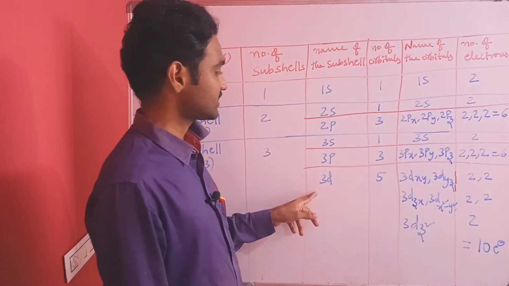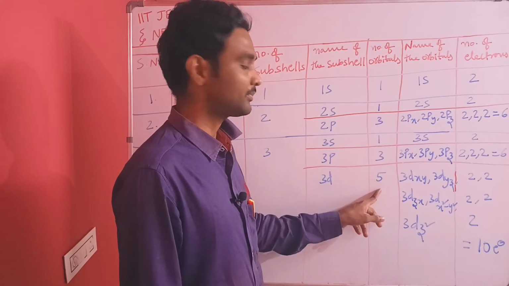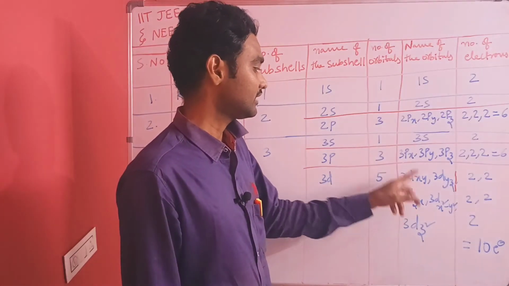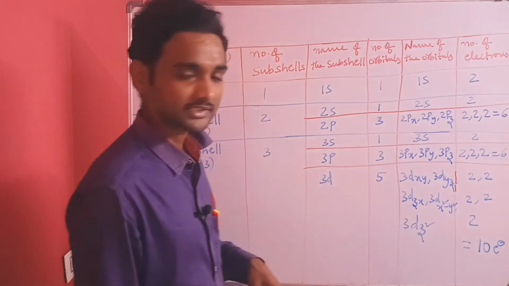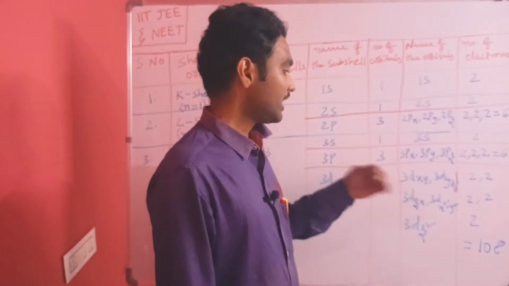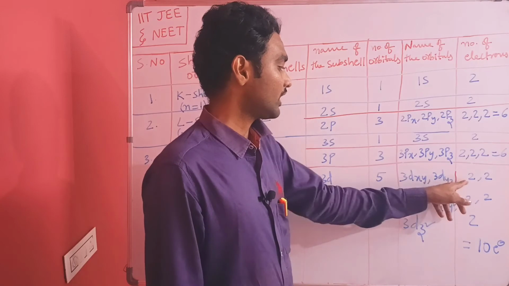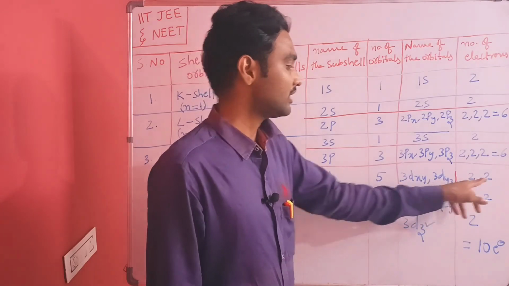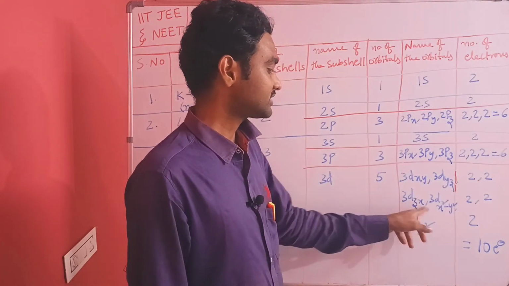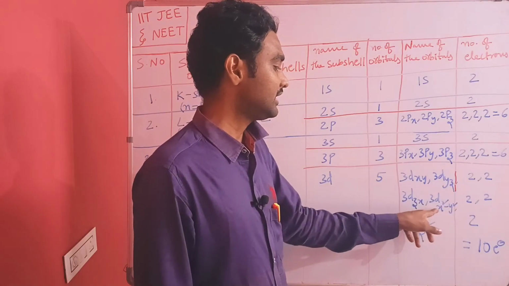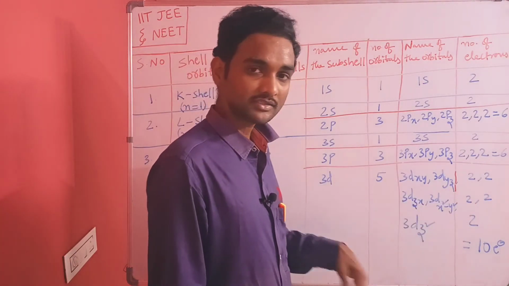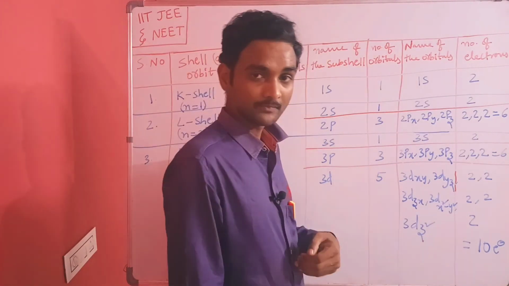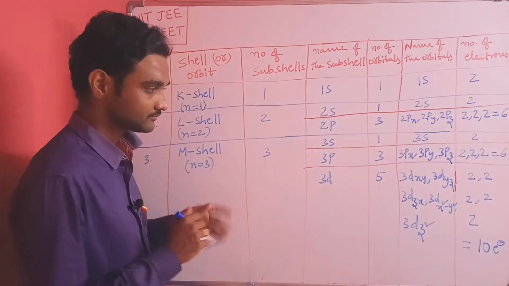Now 3d subshell. In 3d subshell how many orbitals are there? 5 orbitals: 3dxy, 3dyz, 3dzx, 3dx²-y², 3dz². Now how many electrons can fill? In 3dxy 2 electrons can fill, in 3dyz orbital 2 electrons, in 3dzx orbital 2 electrons, in 3dx²-y² orbital 2 electrons, in 3dz² orbital 2 electrons. Totally 10 electrons can fill. Have you understood about this?